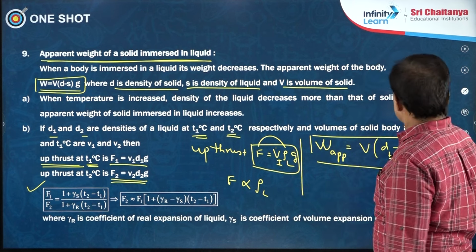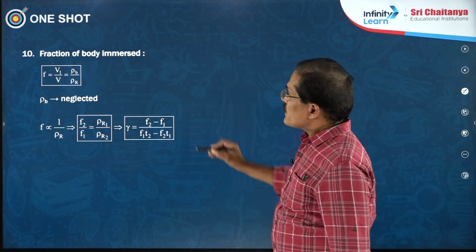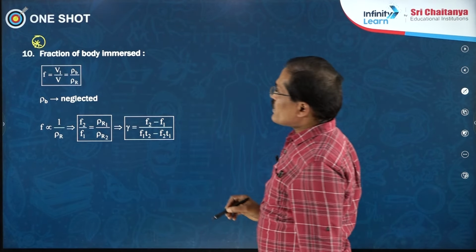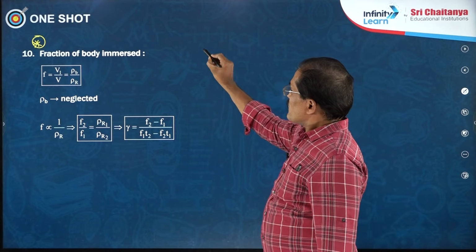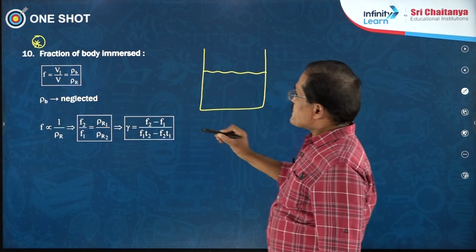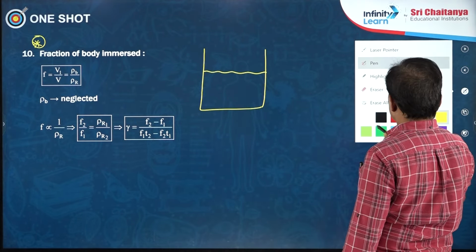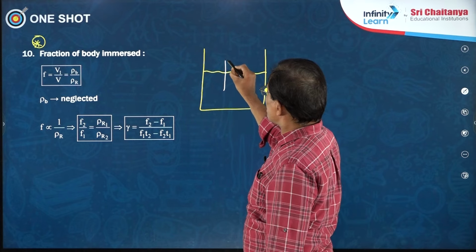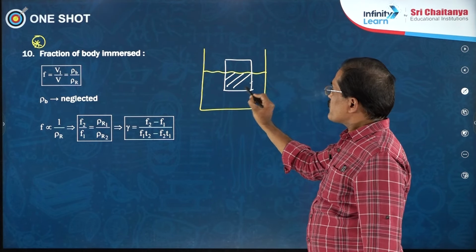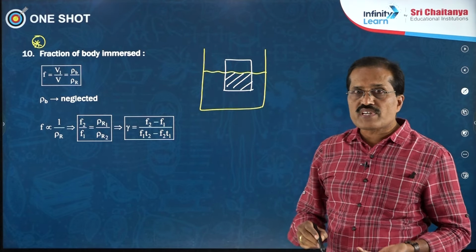Now, going to the next one, this is a formula to be remembered, right. We have one question, later we will see that. Next, fraction of the body immersed. Compared to the last, this is the most important point here. What is the fraction of the body immersed? For example, you take a vessel with a liquid, and a body is placed in it, and assume that it is a floating body. When do you expect the body to float? If the density of the body is less than the density of the liquid, it will float.